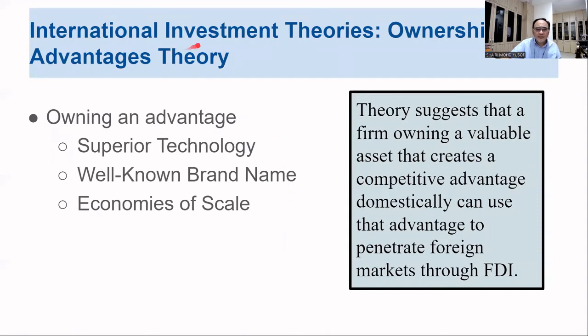The first international investment theory is the ownership advantage theory. Owning an advantage: superior technology, well-known brand name, economy of scale. So this becomes the motivation of why companies actually invest. The theory suggests that a firm owning a valuable asset that creates a competitive advantage domestically can use that advantage to penetrate foreign markets through FDI.